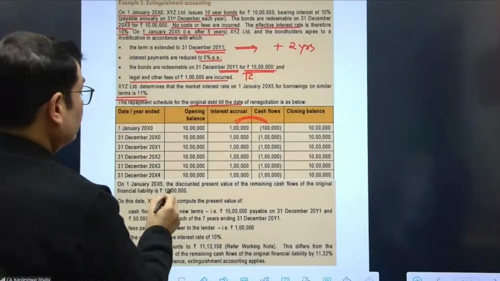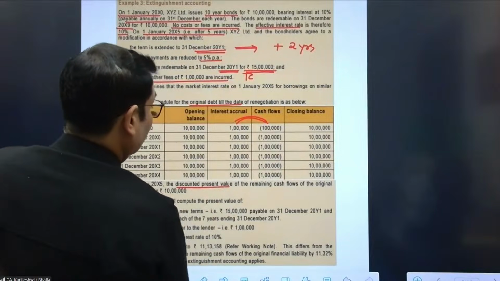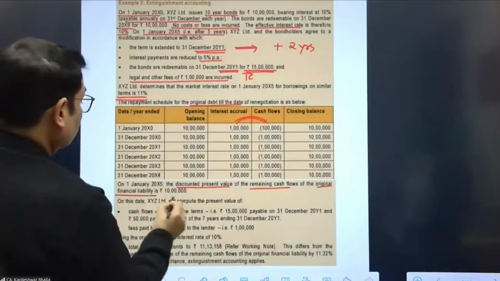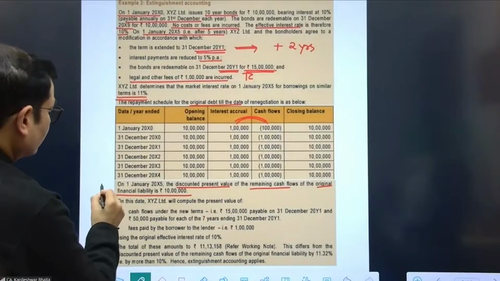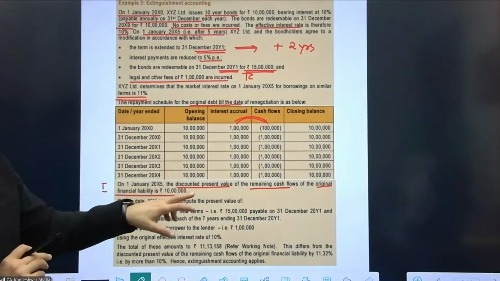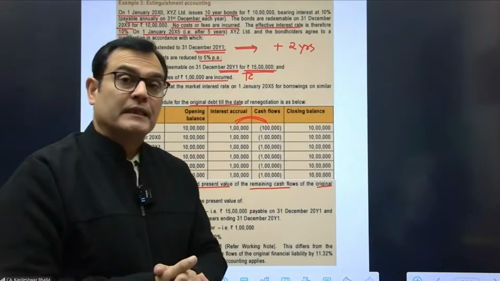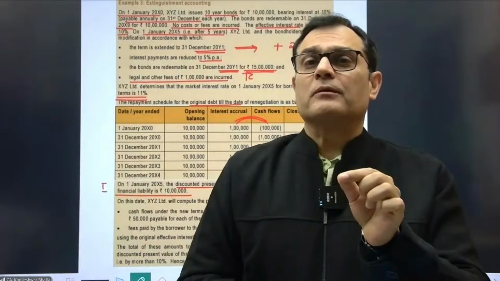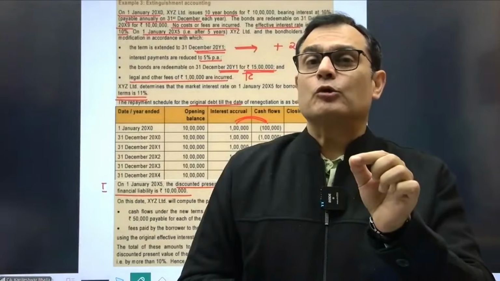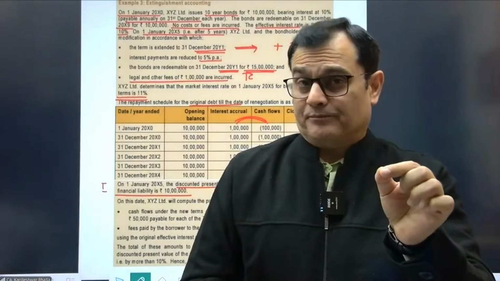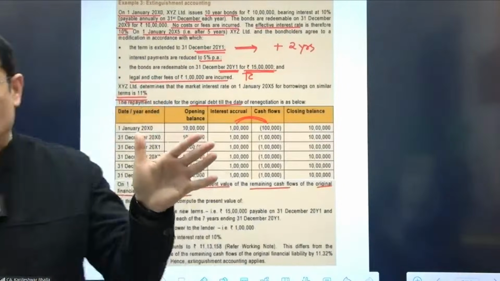Then he says on January X5, the discounted present value of the remaining cash flows of the original financial liability is 10 lakh. Is this my step number one? When it says the present value of the remaining cash flows of the original financial liability, is this my step number one? That I've taken the present value of the remaining cash flows based on the original terms, and you can say at the original discount rate, right? So that gives me my step number one.